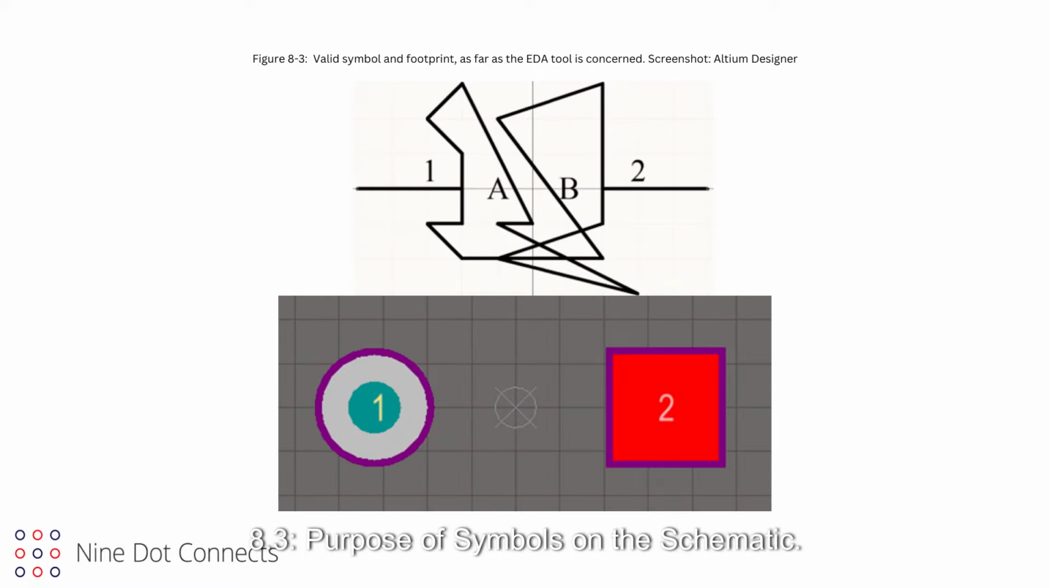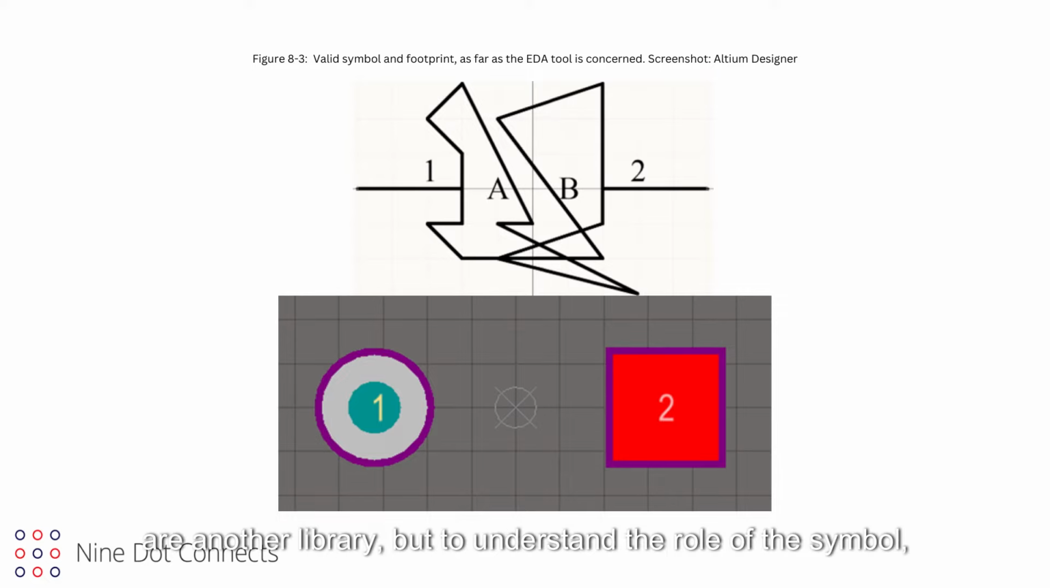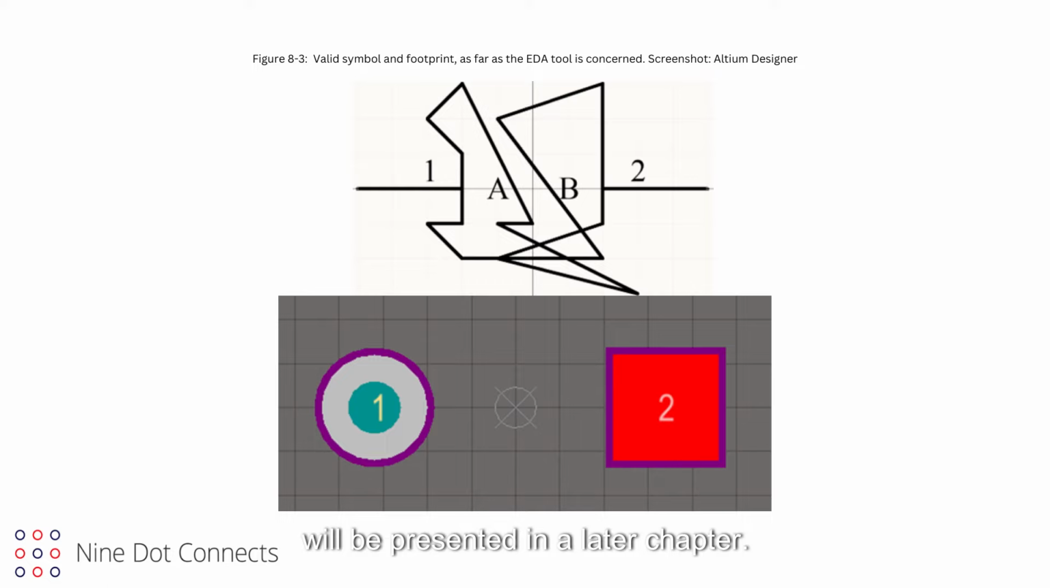8.3. Purpose of symbols on a schematic. There are two purposes for a symbol on a schematic. 1. To assist with the creation of a netlist. And 2. To assist a human in reading the schematic. Consider an extreme example of a rather useless symbol, along with a rather useless corresponding footprint. Granted, footprints are another library, but to understand the role of the symbol, we need to bring the footprint into this discussion. More details about the footprint will be presented in a later chapter.